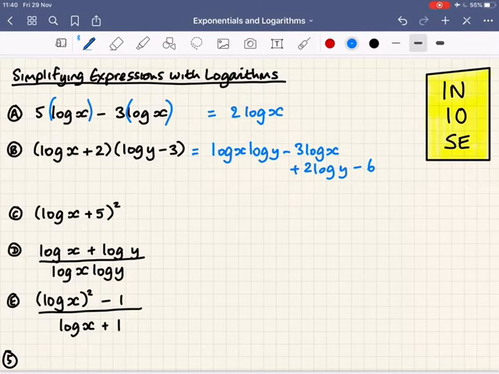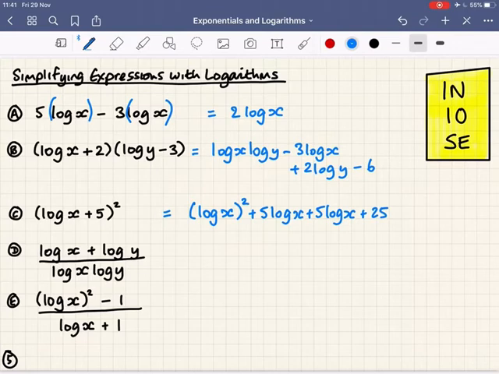I can square things. Just be careful when you're squaring to keep the whole thing together. Log x plus 5 all squared. Well, first of all, log x times log x is not log x squared. It's in brackets log x squared, because it's the whole thing squared. And I'm going to have plus 5 log x plus another 5 log x plus 25. And hopefully you can see that we could simplify that to make it log x all squared plus 10 log x plus 25.